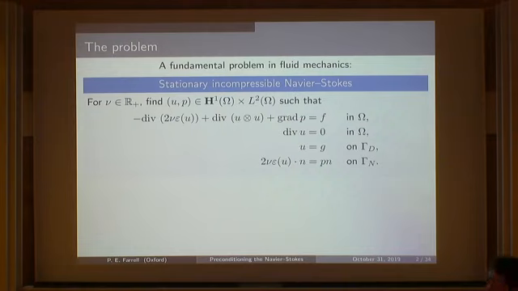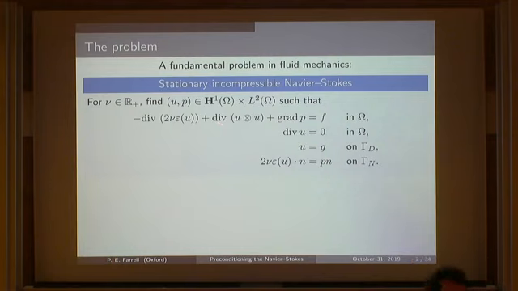So what's the problem that I'd like to solve? Well, I'd like to solve the fundamental problem in incompressible fluid mechanics, the stationary Navier-Stokes equations. So I'm looking for a velocity and a pressure in vector H1 and scalar L2 that satisfies this equation. So this is the momentum equation. This is the viscous term. This is the advection term. This is the pressure gradient.